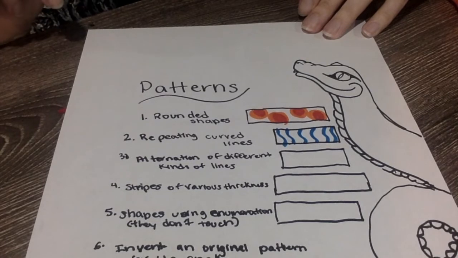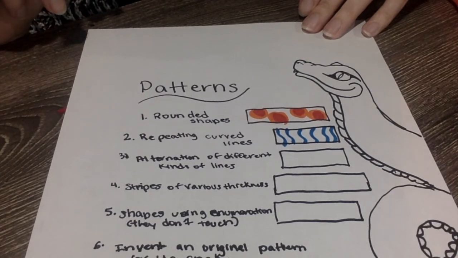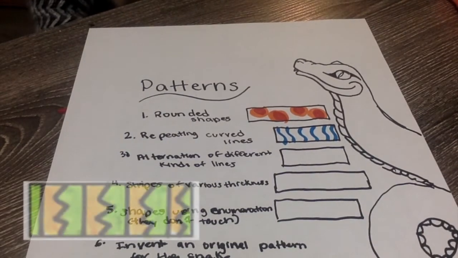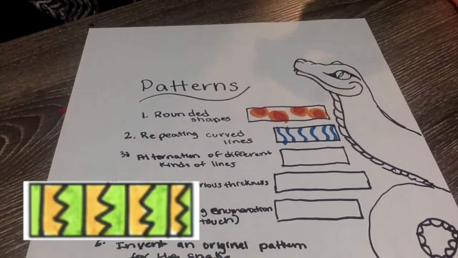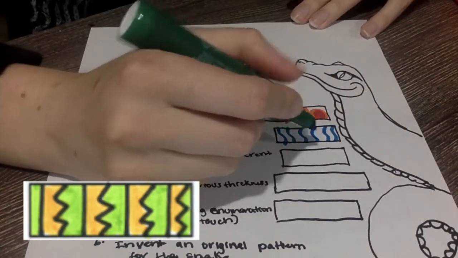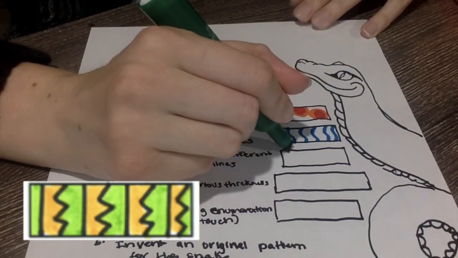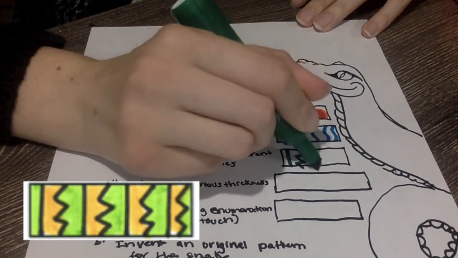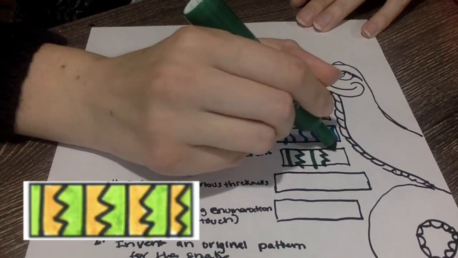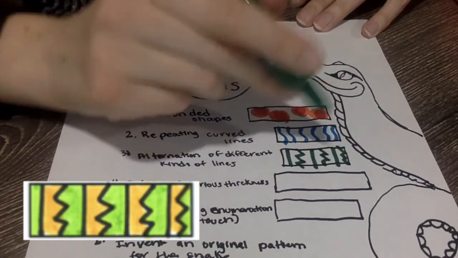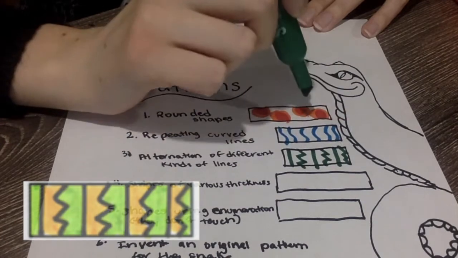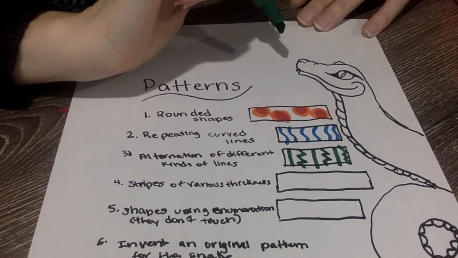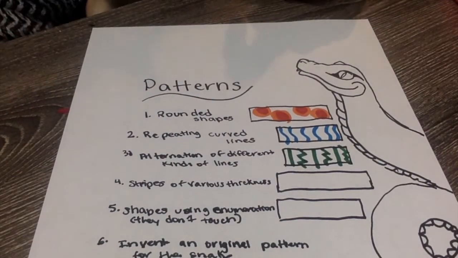Now this one is alternation of different kinds of line. So we have talked about straight lines and we've talked about zigzag. So I'm going to do some of that. So I have a straight line, a zigzag line, a straight line, a zigzag line, a straight line, and a zigzag line. So I'm taking two different types of line and I'm repeating them, but I'm alternating which one goes where. Cool.